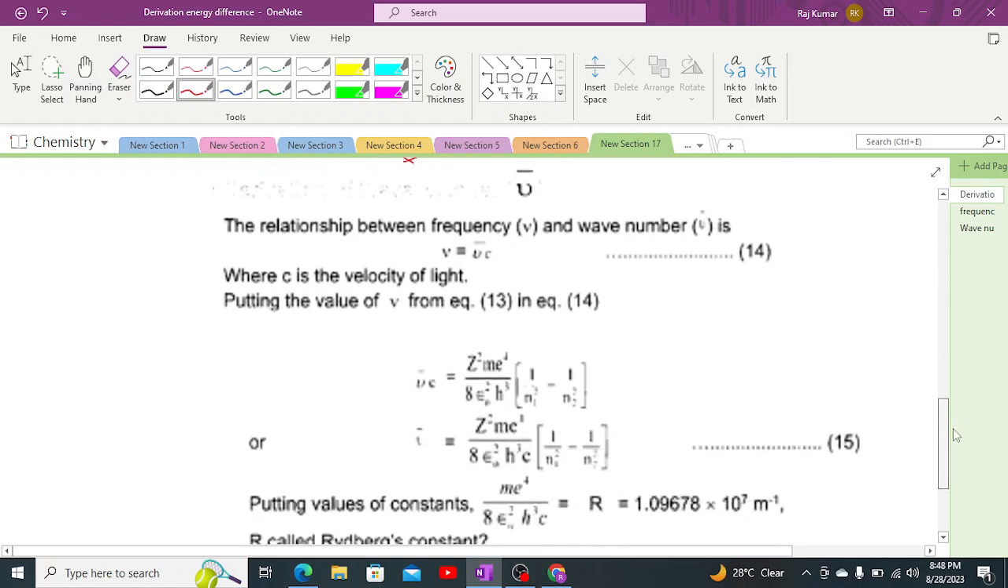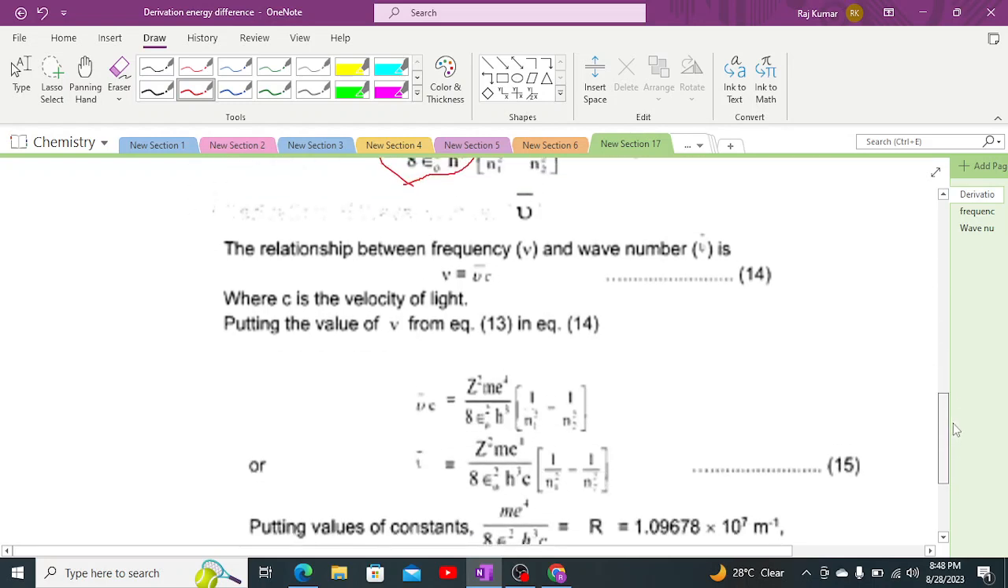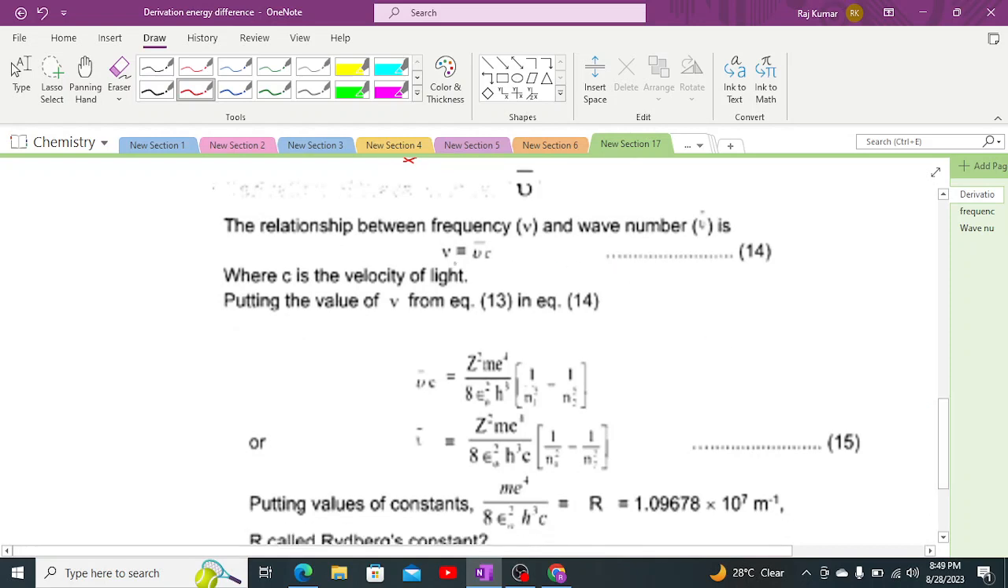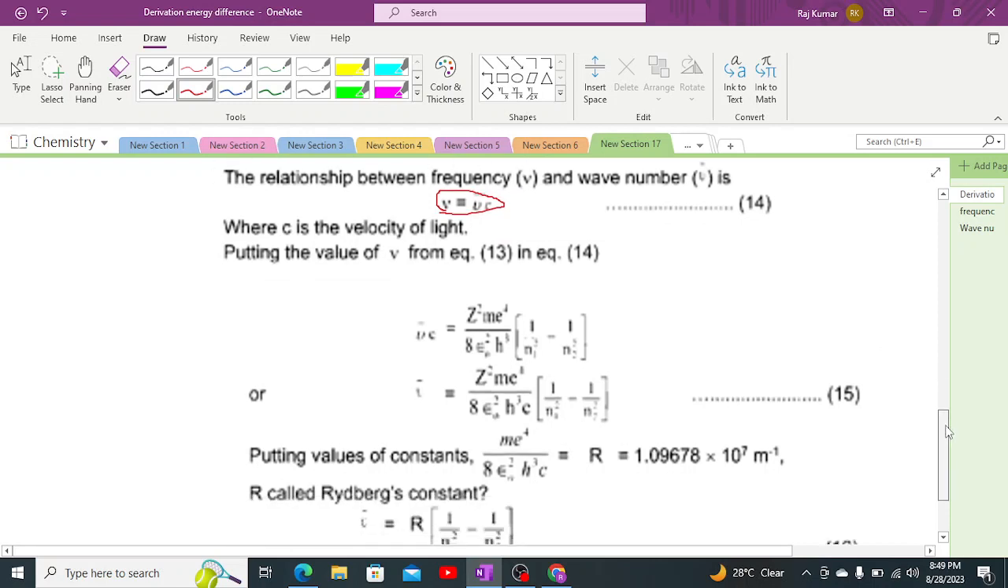Now, the wave number can be calculated in such a manner that we have the formula of frequency. Frequency has another formula, as we have previously studied. Frequency is equal to wave number into speed of light, which is also derived from another formula. We are going to discuss this further in another class of physics. But here, frequency is equal to wave number into speed of light.